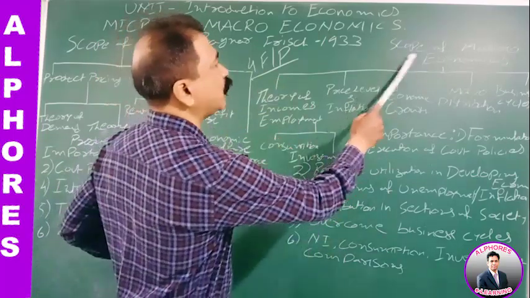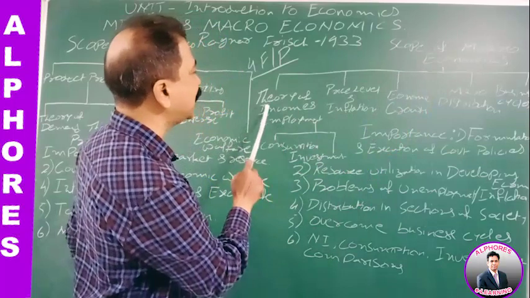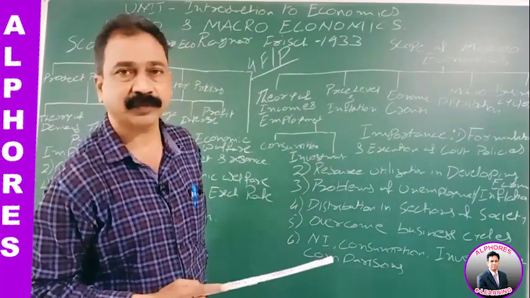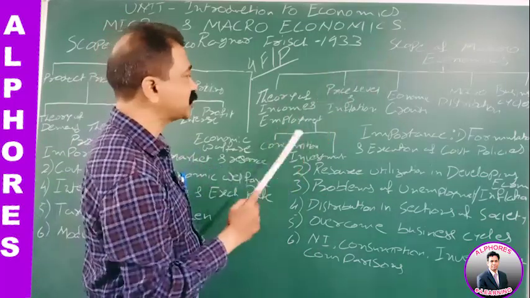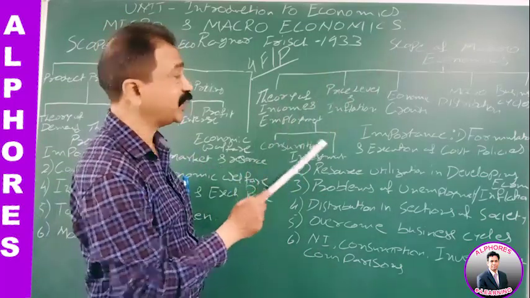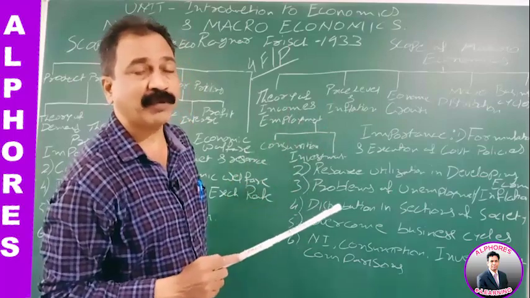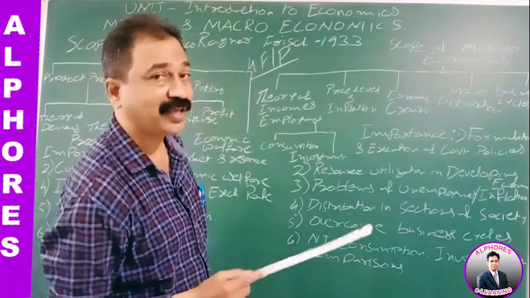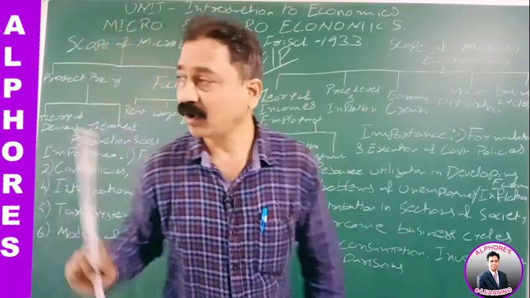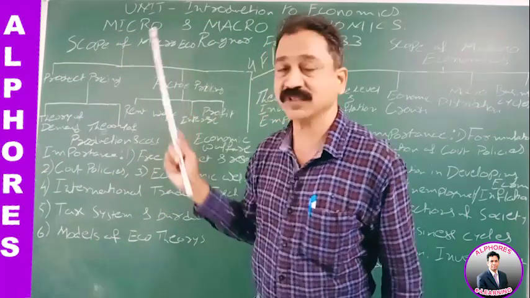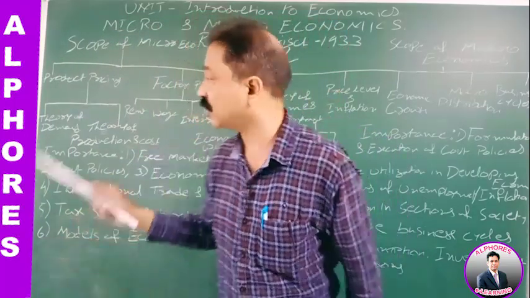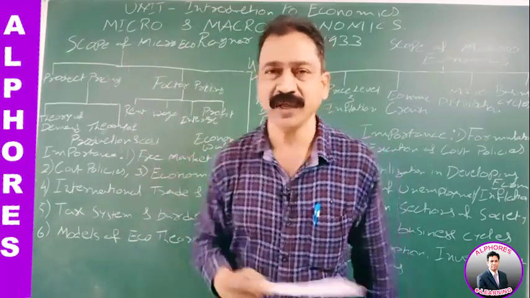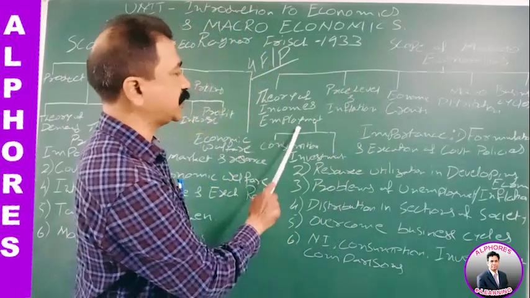Okay, here we will see the scope of macroeconomics. First one is theory of income and employment. Macroeconomics discusses income and employment. That's why it is called income and employment theory. There is another name for macroeconomics: income and employment theory. At the same time, we have seen all the prices are discussed in microeconomics. That's why microeconomics is sometimes called price theory, because all the time we are discussing the prices of products and factors. This is price theory, this is income and employment theory.